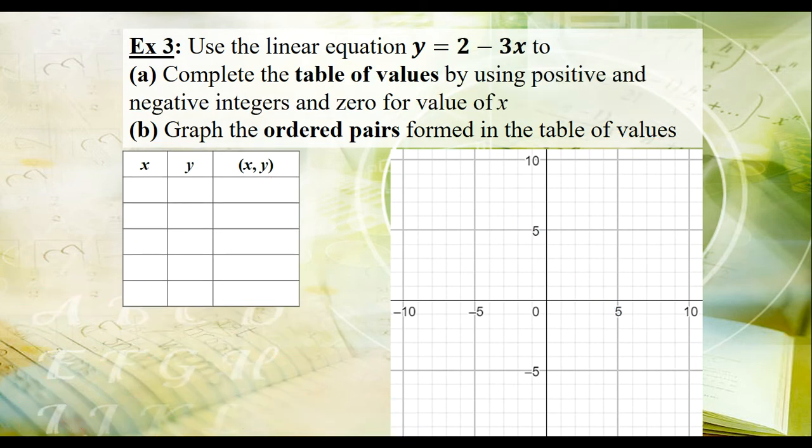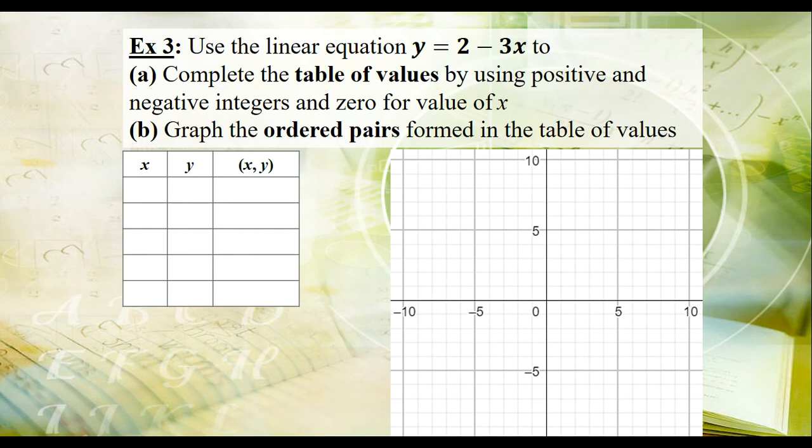Okay, last example. So it says use the linear equation y equals 2 minus 3x to complete the table of values by using positive and negative integers and 0 for the value of x, and then graph the ordered pairs from the table of values. So the only additional complication here is it doesn't tell you which values of x to choose. Now it does say pick negative and positive integers and 0. So I think the easiest thing to probably do right here would be try to make this symmetrical.